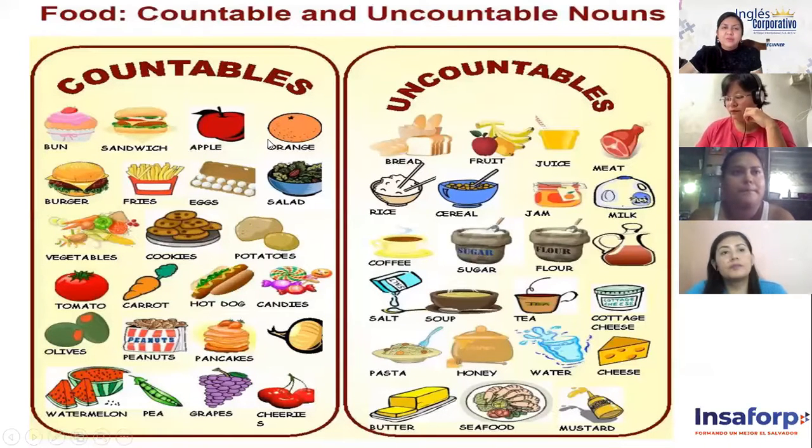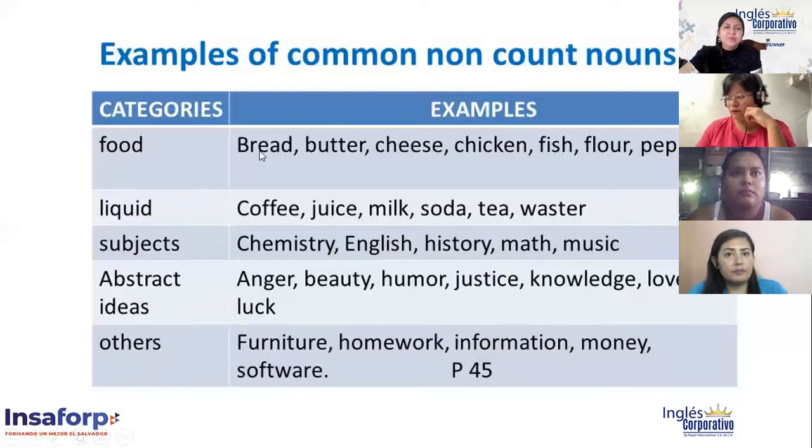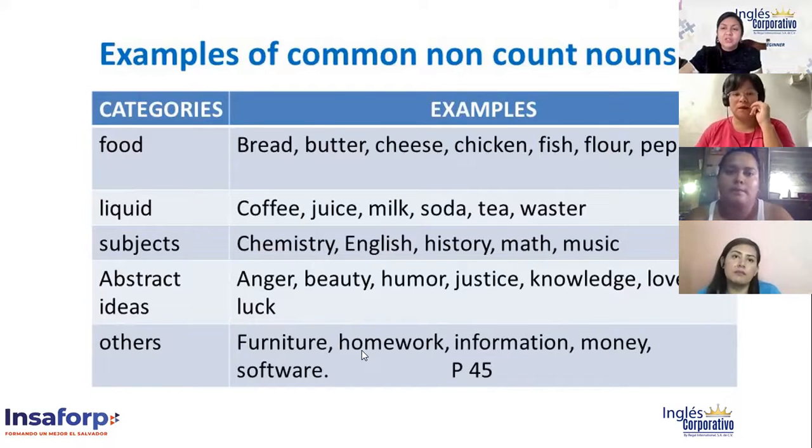Okay, we use some and any for countables and uncountables. For non-count nouns, we have some categories. For example, food like bread, butter, cheese, chicken, fish, flour, pepper. Liquids like coffee, juice, milk, soda, tea, water. Subjects like chemistry, English, history, math, and music. These things are non-counts. Abstract ideas, anger, beauty, humor, justice, knowledge, good luck, love, and other things like furniture, homework, information, money, and so forth. All of these things are not plural. They are always singular. They are non-counts.